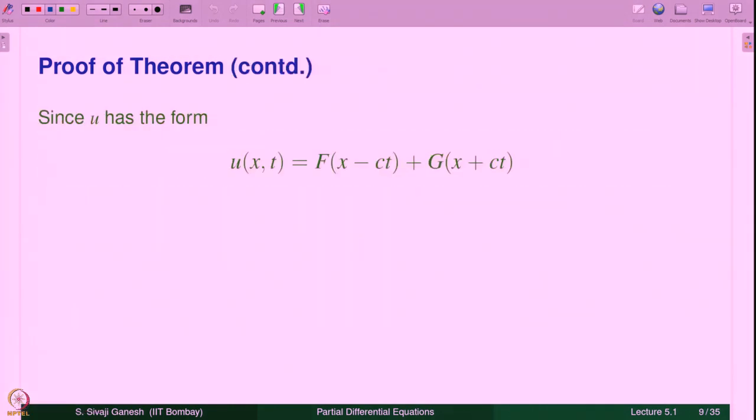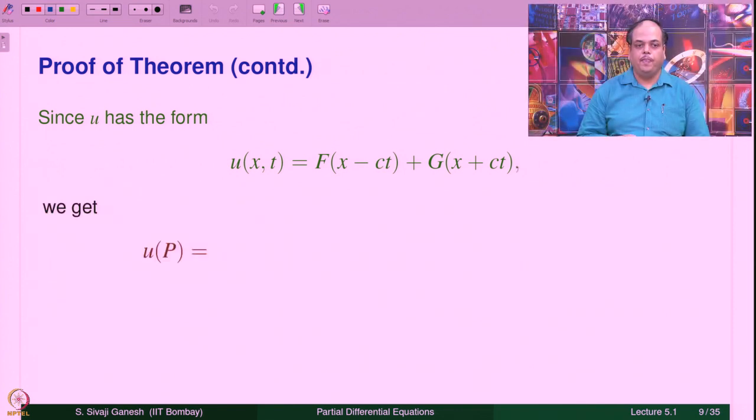Since u has this form, that u of x t equal to f of x minus ct plus g of x plus ct, we get u of p equal to f of k1 plus g of L1, because p lies on x minus ct equal to k1 and x plus ct equal to L1.